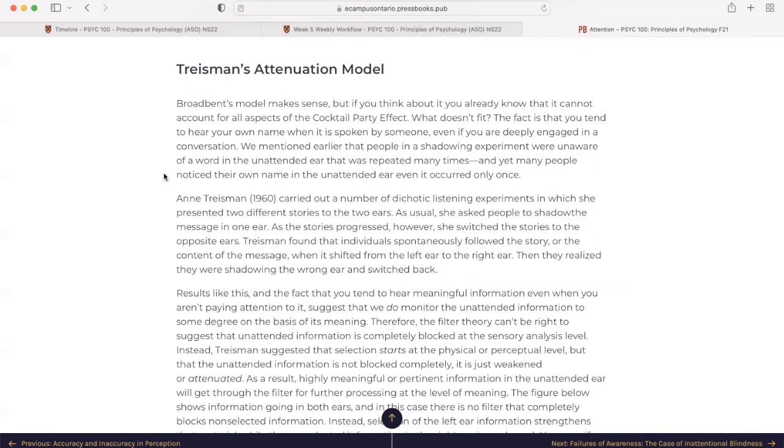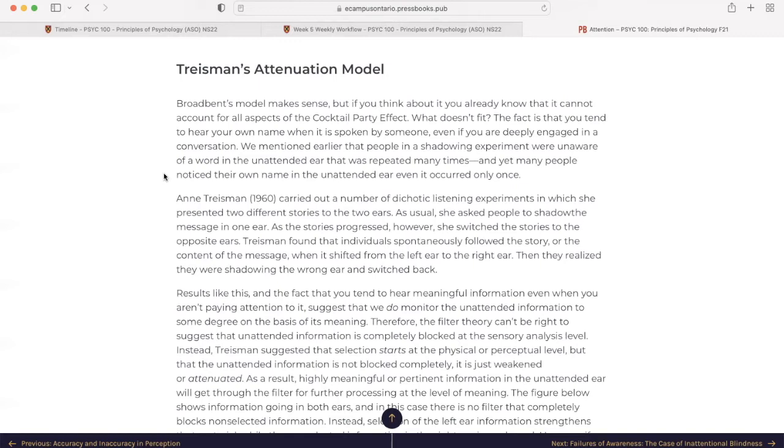Next is Treisman's attenuation model. Broadbent's model that we just talked about makes sense, but if you think about it, you already know that it cannot account for all aspects of the cocktail party effect. What doesn't fit? The fact is that you tend to hear your own name when it is spoken by someone, even if you are deeply engaged in a conversation. We mentioned earlier that people in a shadowing experiment were unaware of a word in the unattended ear that was repeated many times, and yet many people noticed their own name in the unattended ear, even if it occurred only once.